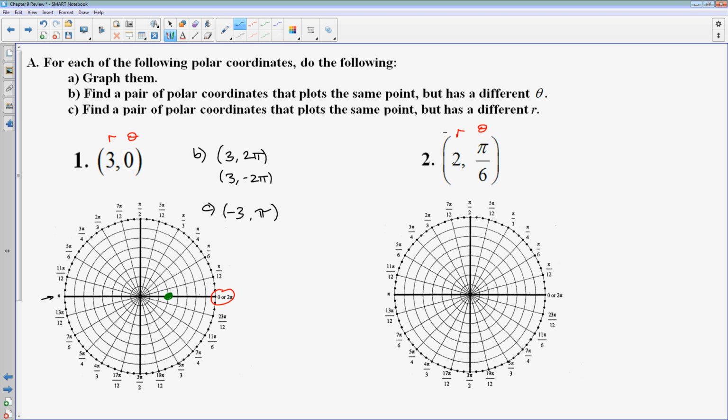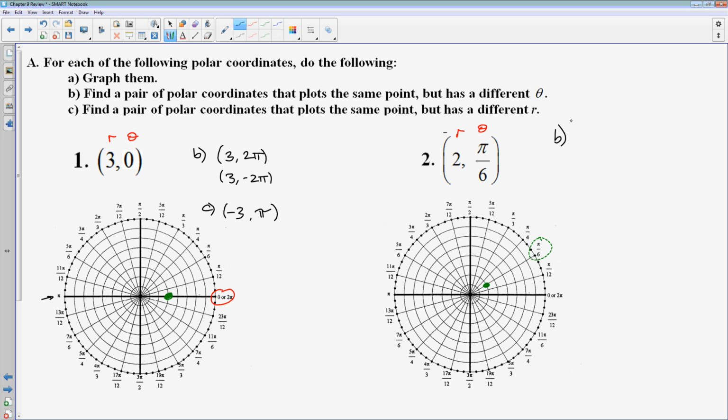Let's see, number 2, we have r is 2, and the angle is pi over 6. So I will start by finding my angle pi over 6. And if r is 2, that means I need to march out 2 units in that direction. So I'll go out 2 units. There's my point. So part A is done. And then part B says to find a polar coordinate that plots the same point with a different angle.